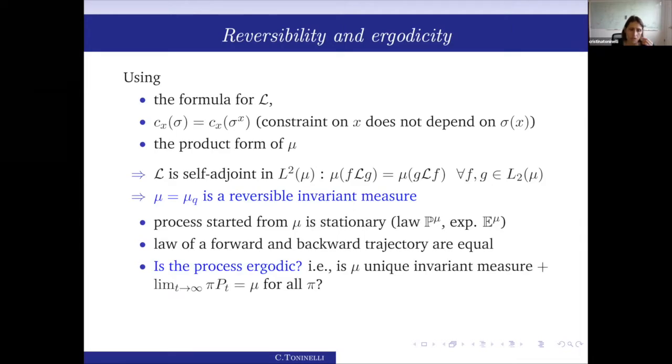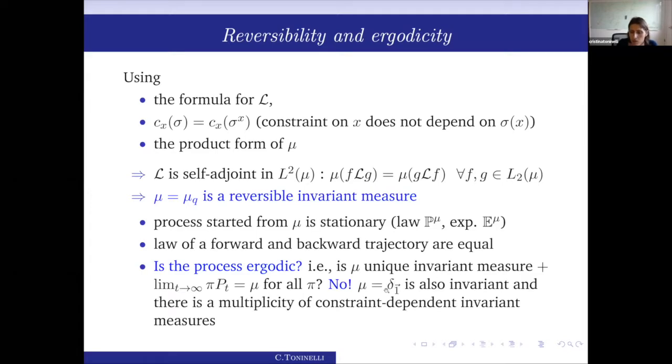Okay. So now the next natural question is whether the process is ergodic in the sense of interacting particle systems, namely if this measure mu is the unique invariant measure, and if I converge to that starting from an initial distribution. And the answer is no, and you already know that because I told you that there are configurations that are blocked, and also measures which are concentrated on these configurations are invariant. And this set of invariant measures will depend on the choice of the constraints.